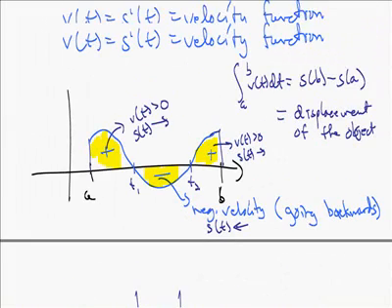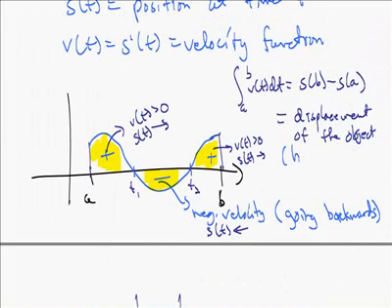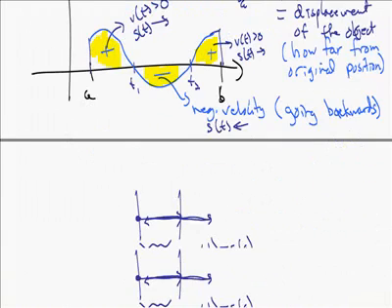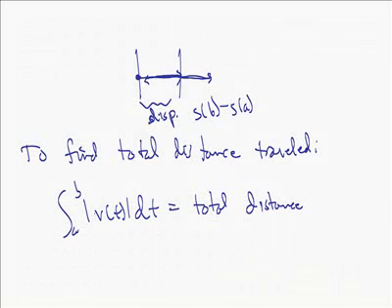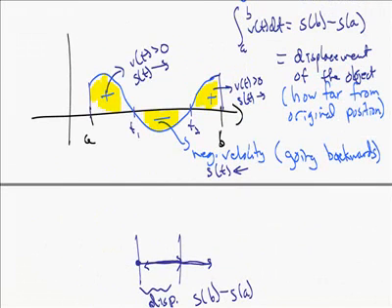So maybe I should say that: how far from original position. But that doesn't necessarily tell you how far you have traveled. As we saw in the example, we may have traveled quite a bit farther than our displacement. To find how far we've traveled, we need to take the absolute value of the velocity function and integrate that from a to b, because now we're counting that negative distance as distance traveled. So it goes into the total.